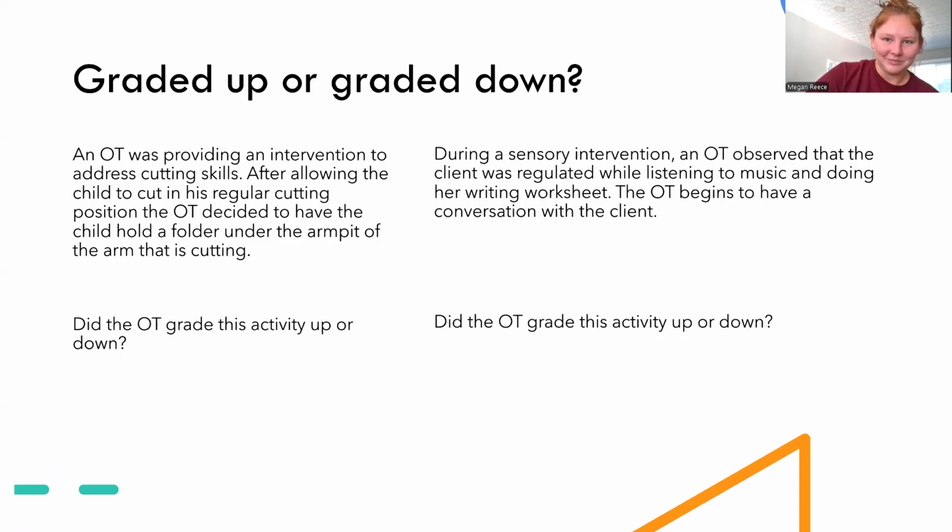I apologize. And then the next question: an OT was providing an intervention to address cutting skills. After allowing the child to cut in his regular cutting position, the OT decided to have the child hold a folder using the armpit of the arm that is cutting, so that he's not winging. Did the OT grade it up or down? And that is graded up.